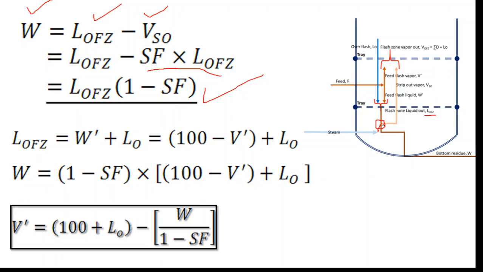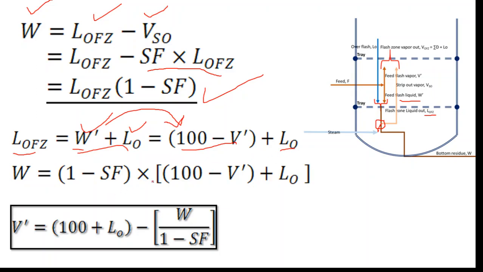Now let us see how this LOFZ is taking part. This LOFZ is the flash zone liquid leaving. It has two parts. One part is the feed flash liquid, and the second part is L naught, that is the flash zone liquid coming out. If we assume that the total amount of the feed is 100, then this feed flash liquid is nothing but 100 minus V dash, and then L naught is there.